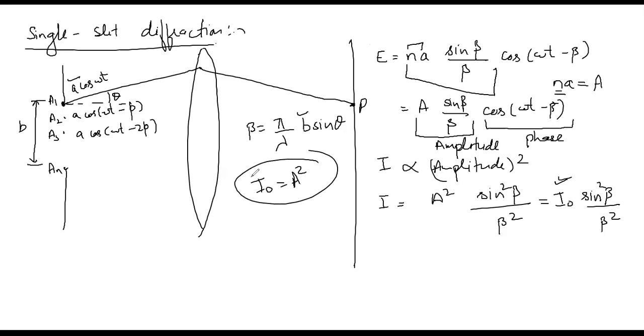Now we would like to know at what points on this screen, at this point, this point, this point, or this point, we can expect a minimum, and at what points we can expect a maximum. If you look at this expression here, where we are saying that now your I is equal to I naught sine square beta over beta square, where we have defined beta is equal to pi by lambda into b sine theta. This is the value of beta that we have defined previously.